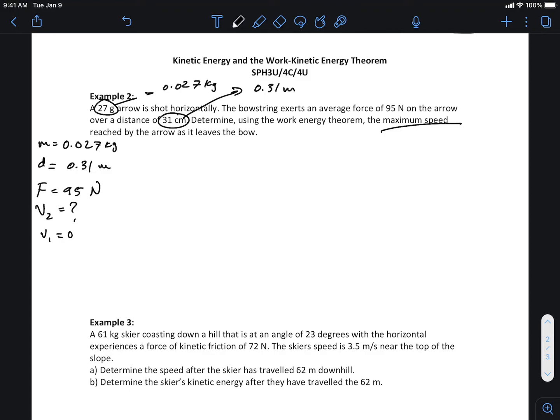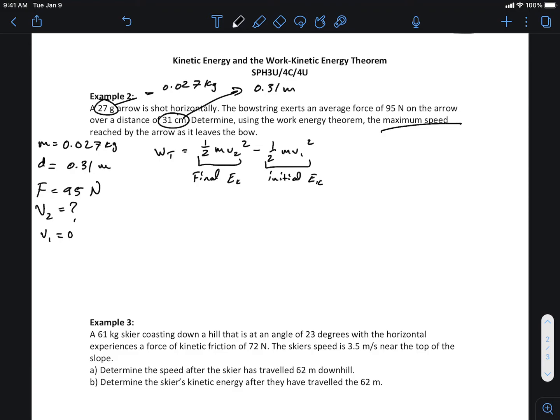Okay, let's write out, we're going to use the work energy theorem, right? So let's write that out. WT is equal to just a change in kinetic energy, so we can write 1/2 mv2 squared minus 1/2 mv1 squared, right? Each of these, remember, being kinetic energy. We'll call this the final EK, and this is the initial EK.